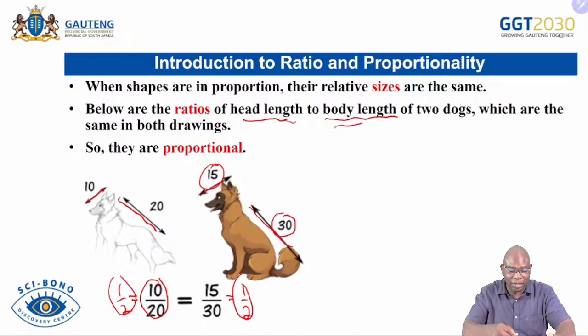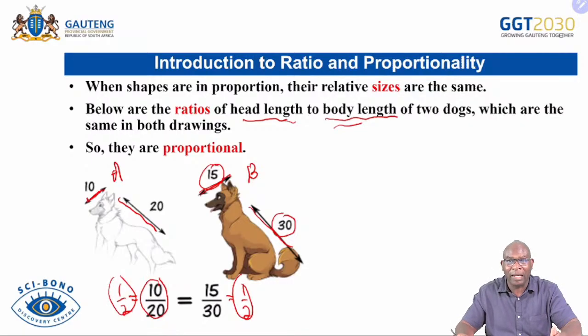We are not saying that the length of dog A and the length of dog B are equal. No, we are saying they are proportionally equal. So the head to the body of one dog, dog A, is proportional to the head length to the body length of the other dog.